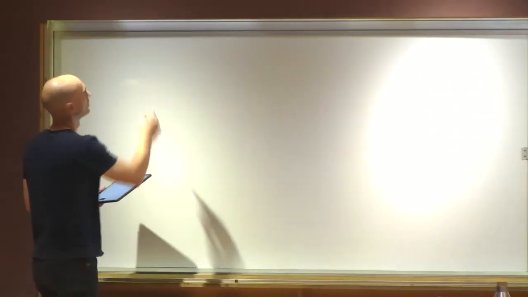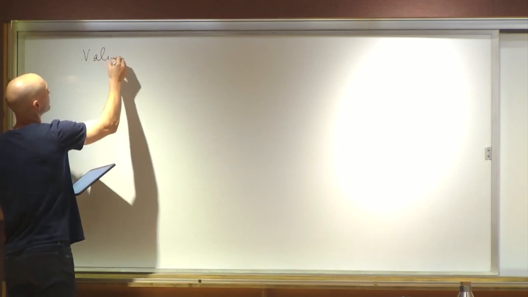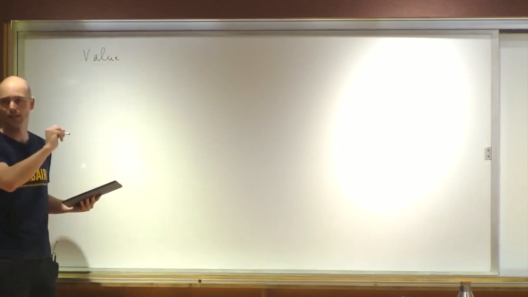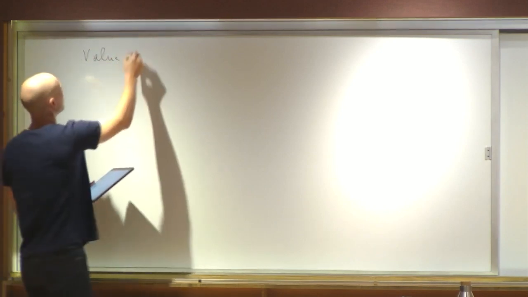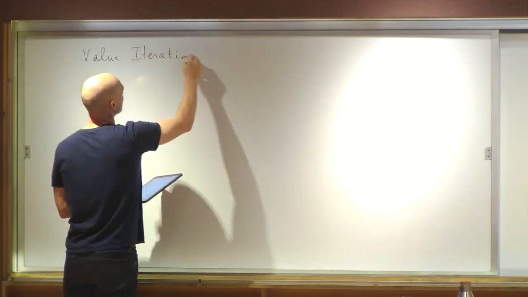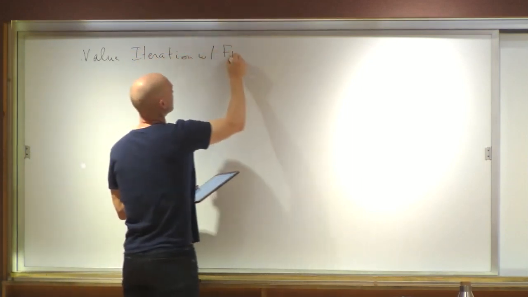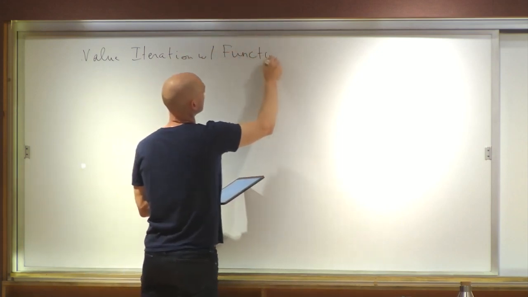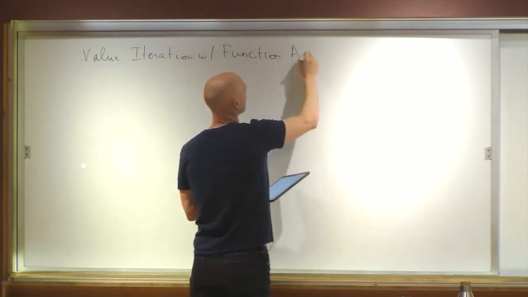So now, let's see, is this big enough for the back? Good. Value iteration with function approximation.